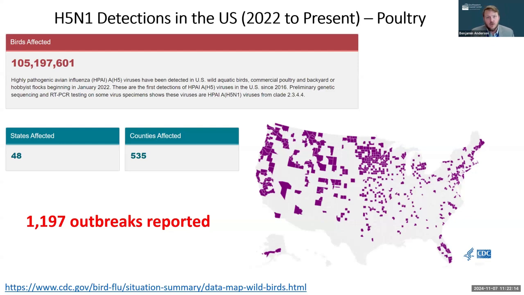The strategy of control when H5N1 shows up in a poultry operation is that the USDA, in combination with the state agency responsible for agricultural regulation, will go and respond, and they will cull the flocks. This is a strategy to prevent further spread and additional transmission, particularly in proximity to other production facilities that may be within a certain distance of that infected flock.